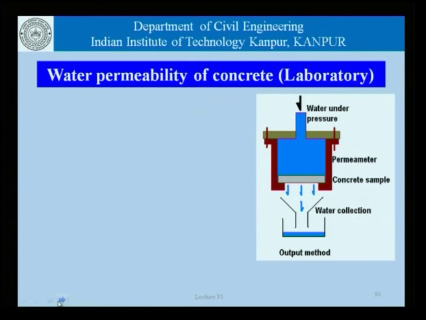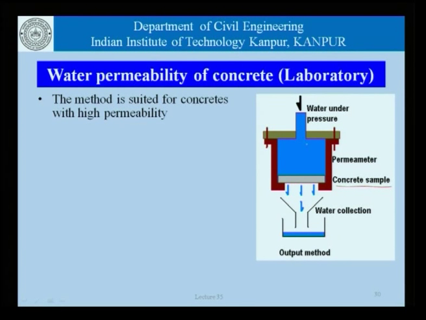Now, let us see what the water permeability of concrete, the so-called outflow method or the constant head method, means. It means that first of all, the method is suited for concretes which are highly permeable. That is, a concrete sample is placed like this and water is put here and a pressure is applied, water actually flows out from the other side of the concrete sample, and we can collect a reasonable amount of water in a reasonable time frame.